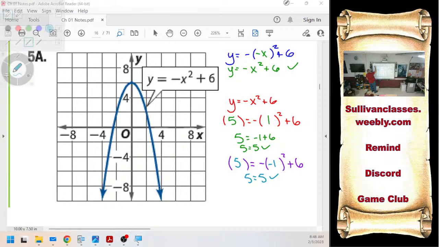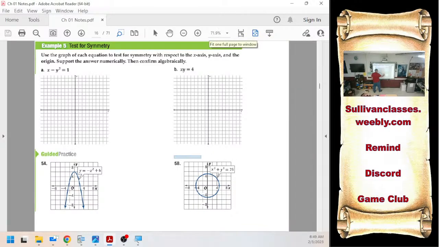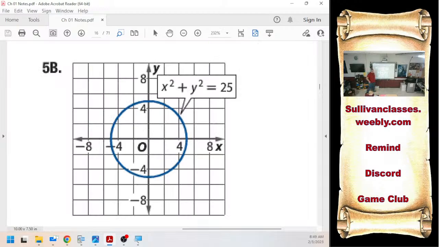So these aren't terribly difficult. But so far, the 3 examples we've had are symmetric to a thing, which is why I said start with 5a. 5b. Uh-oh. What is that symmetric to? Everybody.